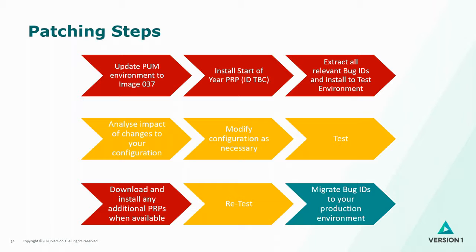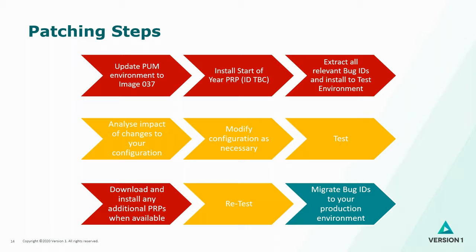Once the start of year PRP is released next week, obviously that needs to be installed as well. And then you need to extract all the relevant bug IDs from the image and install those in a test environment. Obviously then, you'll need to check for any changes that may be needed to your own configuration. A great example of that would be the formula that I mentioned that Oracle have delivered to identify off-payroll workers. That may need to be included within some of your own custom configuration, or indeed on your process list. Obviously, modify the configuration as necessary, and then test the update itself, and of course, changes that you've made.